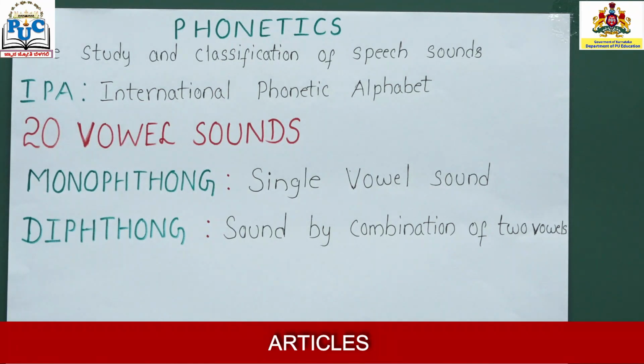Okay. First of all, what is a vowel? A vowel is a sound which is articulated independently. A vowel means a sound that is not pronounced with the help of any other sound.